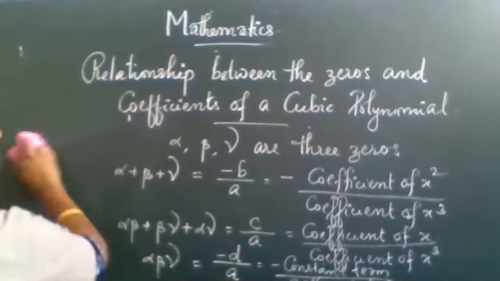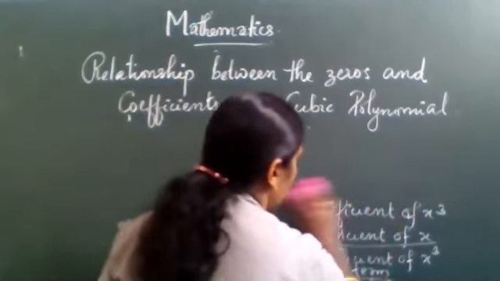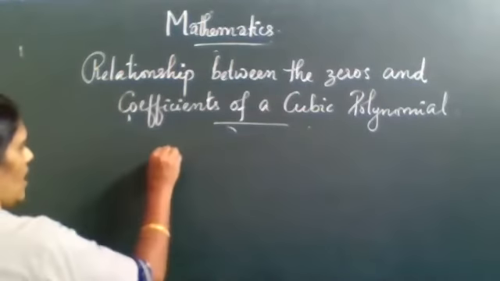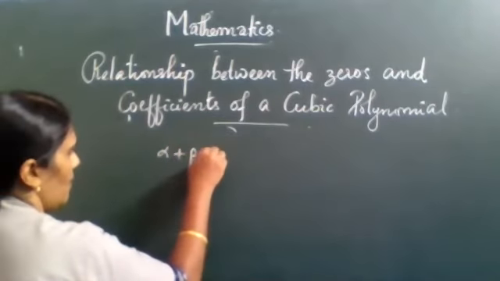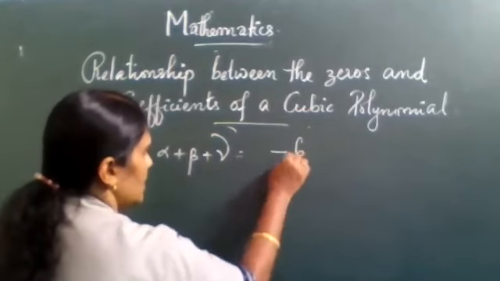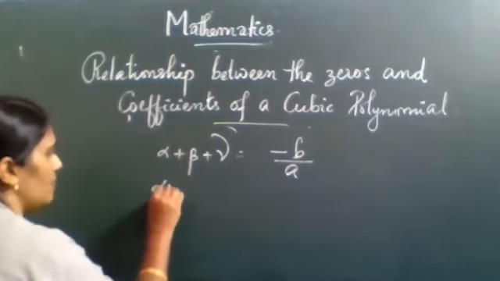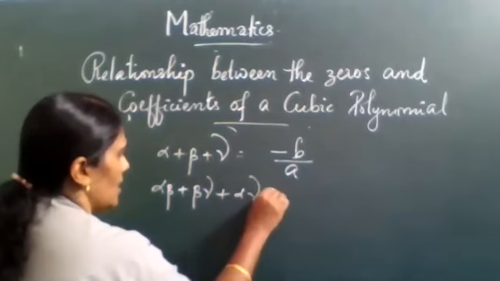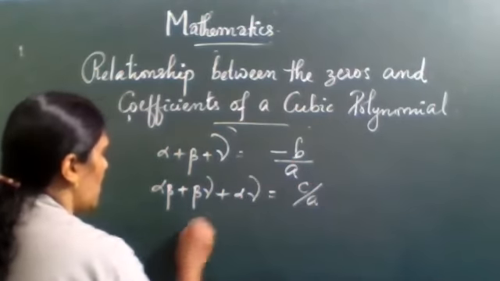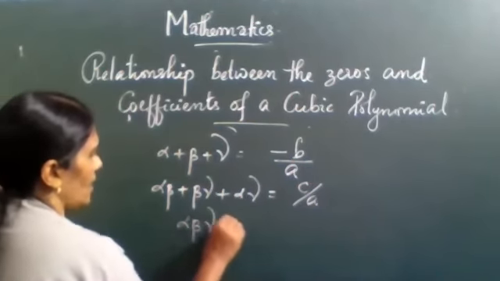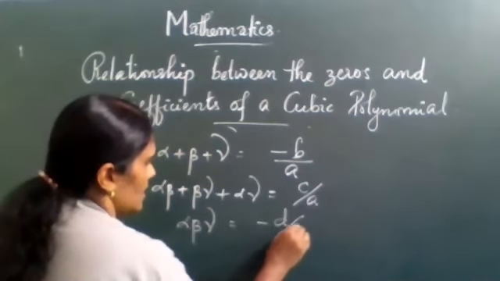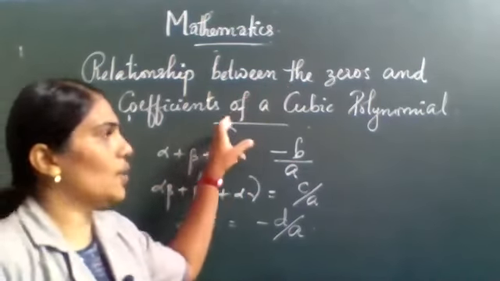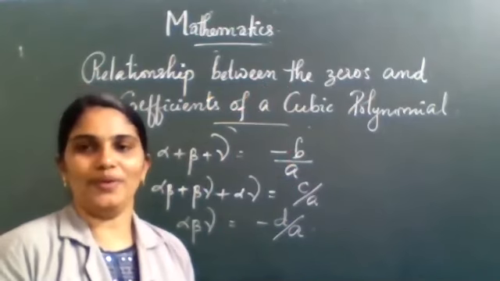So the relationship is alpha plus beta plus gamma is equal to minus b by a. Alpha beta plus beta gamma plus alpha gamma is equal to c by a. Alpha beta gamma is equal to minus d by a. These are the relationships between the zeros and coefficients of a cubic polynomial.